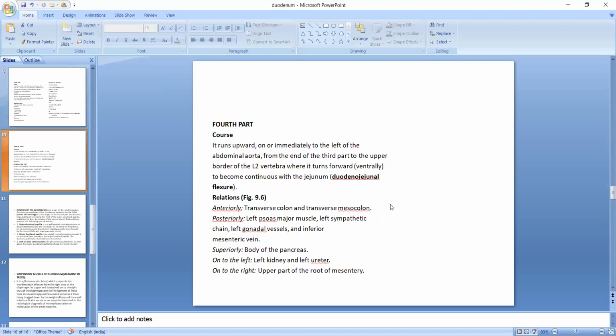Fourth part, course: it runs upward on or immediately to the left of the abdominal aorta from the end of the third part to the upper border of the L2 vertebra, where it turns forward to become continuous with the jejunum. Relations: anteriorly, transverse colon and transverse mesocolon; posteriorly, left psoas major muscle, left sympathetic chain, left gonadal vessels, and inferior mesenteric vein. Superiorly, the body of the pancreas; on the left side, left kidney and left ureter; and on the right side, the upper part of the root of the mesentery.